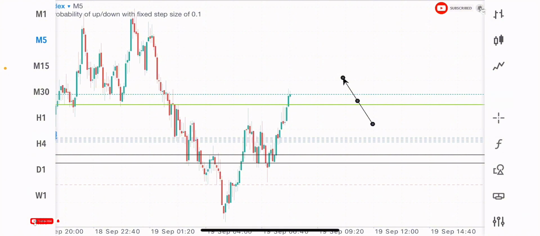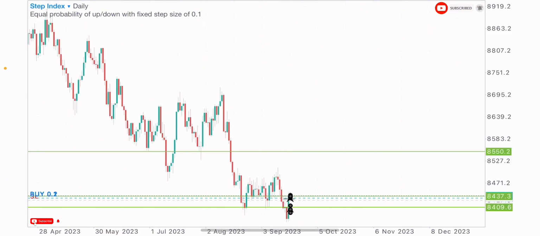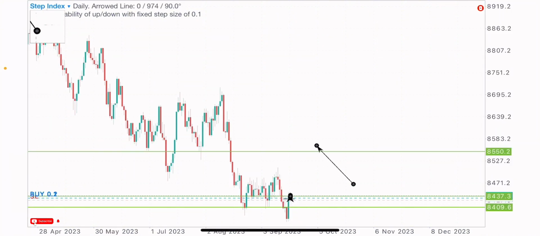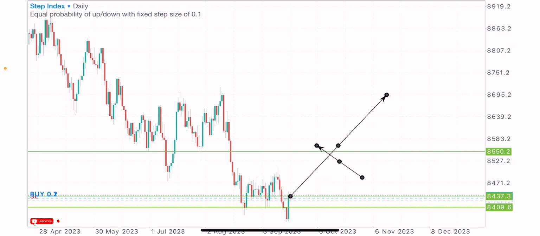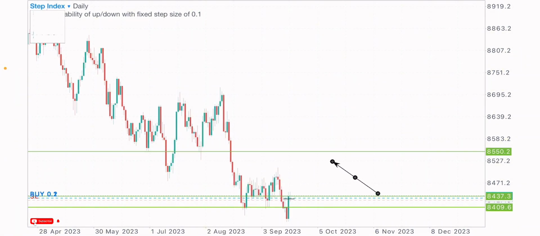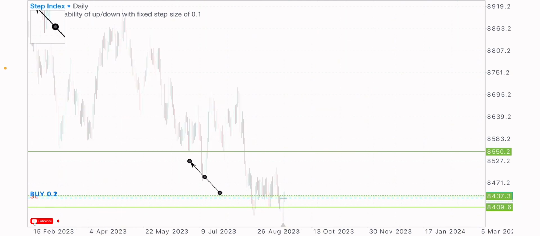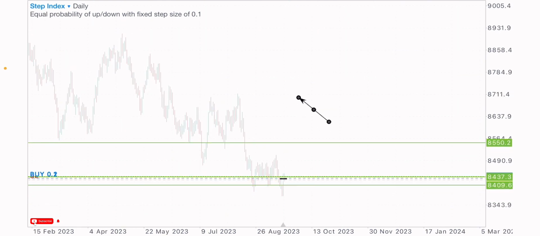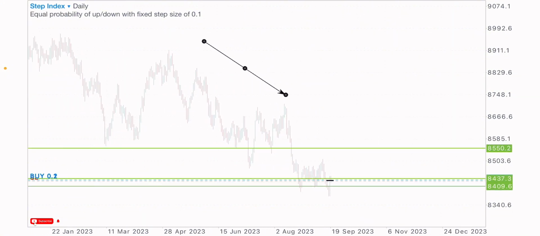So firstly, I went to the higher time frame, as I always do. It can be the daily time frame, it can be the weekly time frame, it can be the monthly time frame. So on the daily time frame on step index, I identified the market structure. I zoomed out on the chart and saw the overall market direction. That was the first thing I look out for, where the market is headed to.